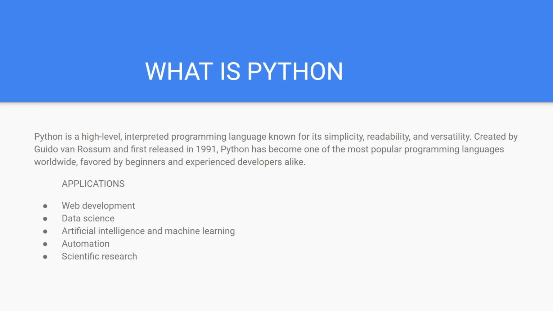Now, let's now move to Python. What is Python? Python is a high-level interpreted programming language known for its simplicity, readability, and versatility. Created by Guido van Rossum and first released in 1991. Wow. Python has become one of the most popular programming languages worldwide, favored by beginners and experienced developers alike.